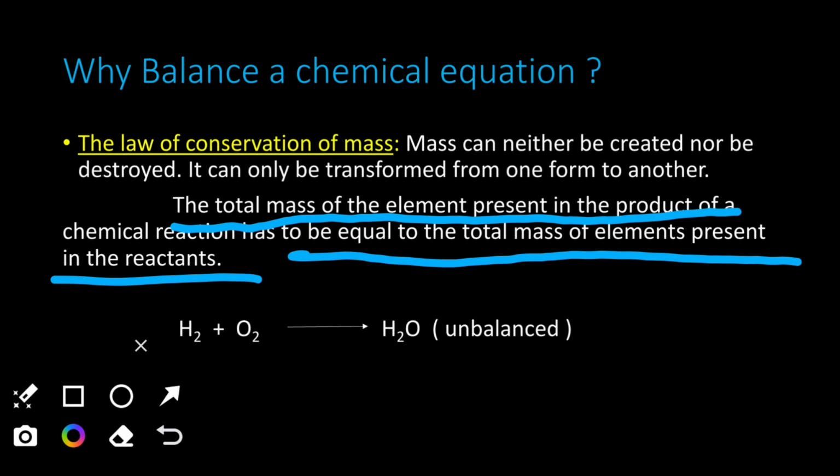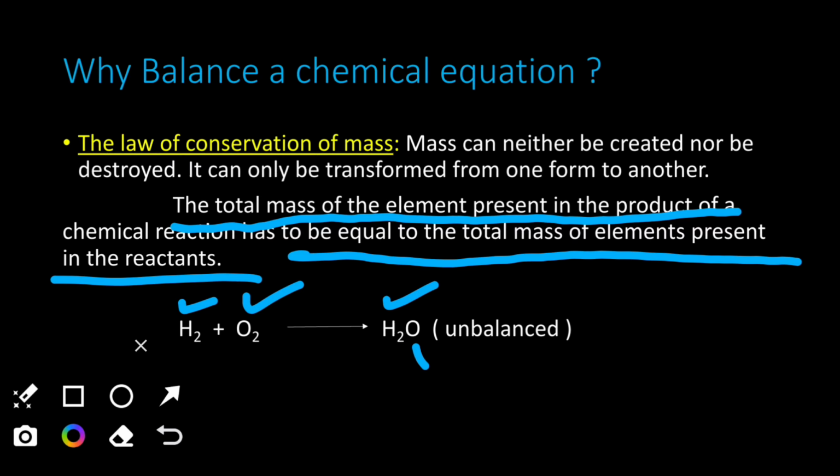Now we have seen hydrogen has 2 atoms. Here on the product side also there are 2 hydrogen atoms. In oxygen, on the reactant side we have 2 atoms, but on the product side we have only 1 oxygen. Now we have to balance that oxygen, which respects the law of conservation of mass, okay. Why this part? Now you have understood.